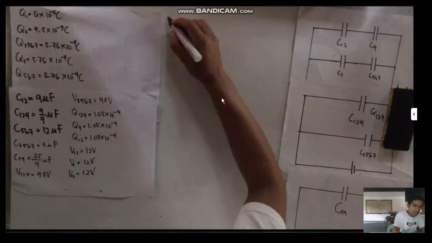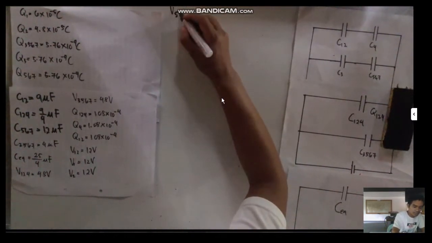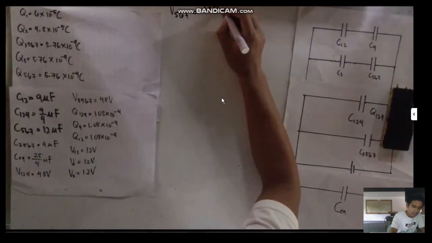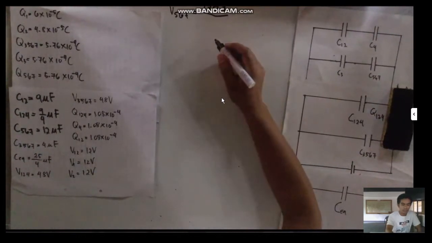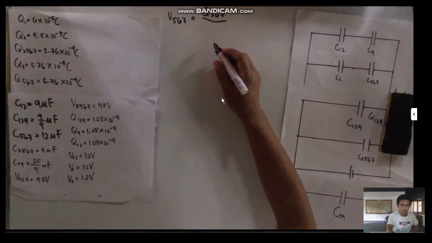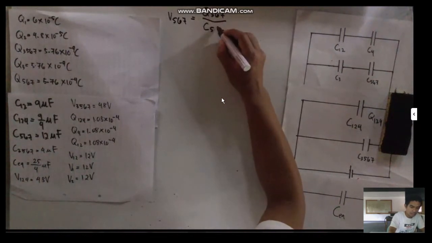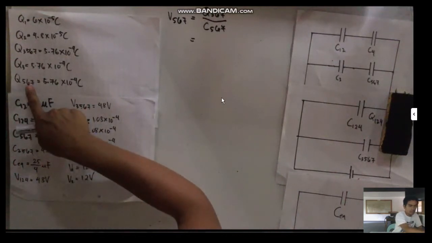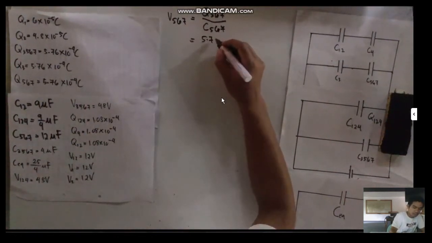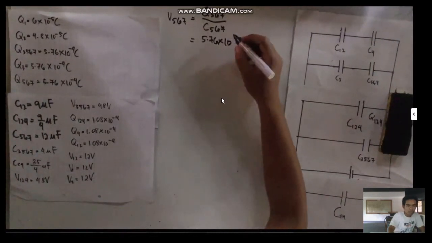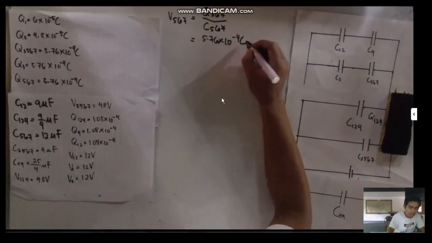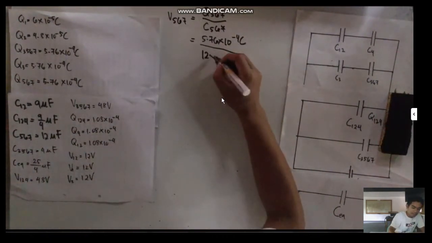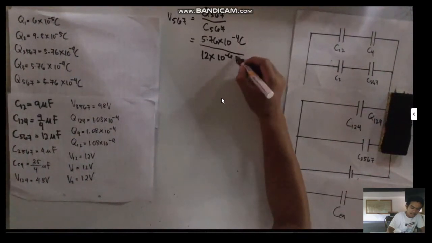So V of 567 must be equal to the charge of 567 over C567. What is Q567? Q567 is 5.76 times 10 to negative 4 coulomb over C567. C567 is 12 times 10 to negative 6 farad.